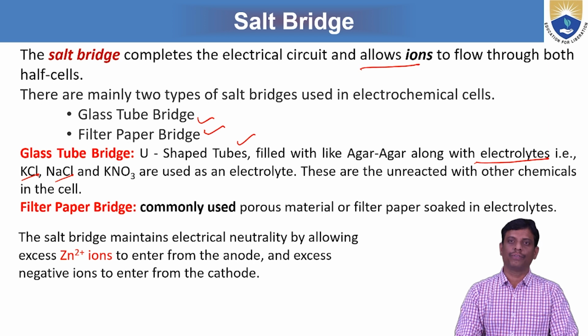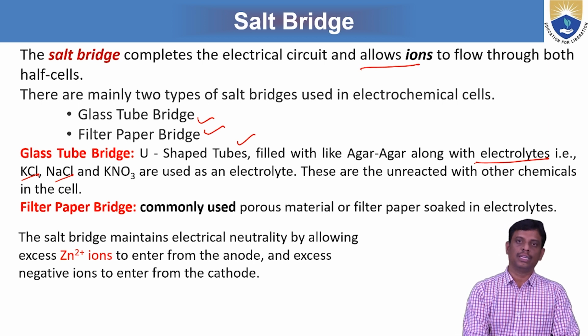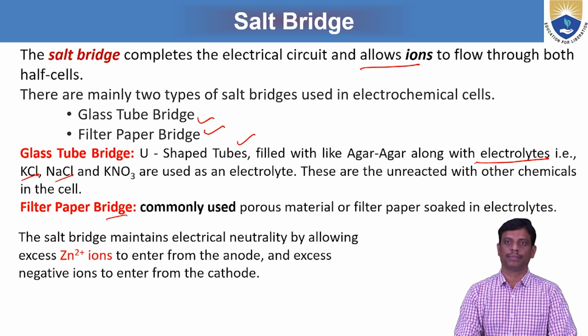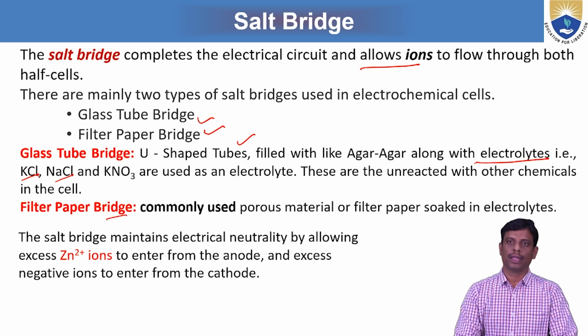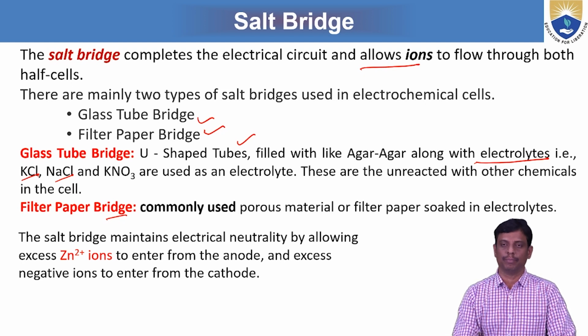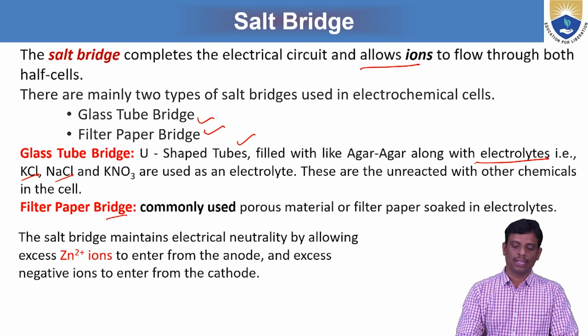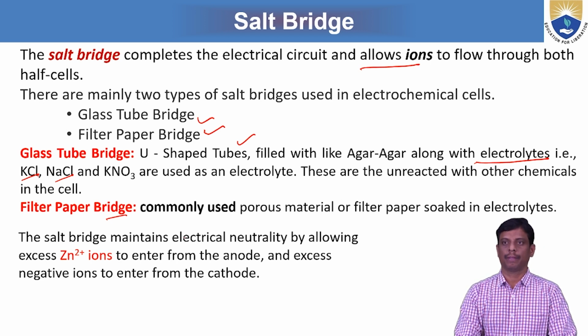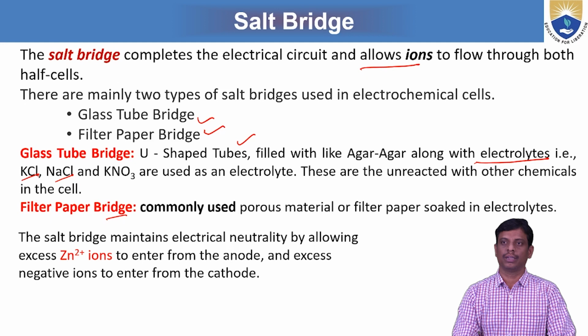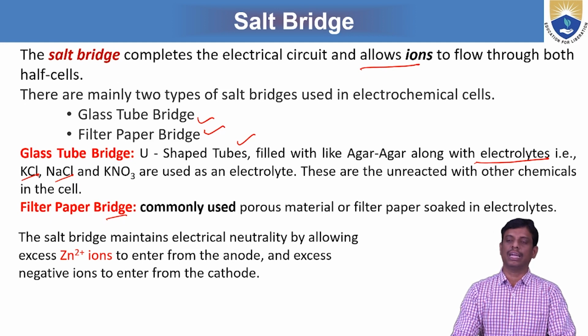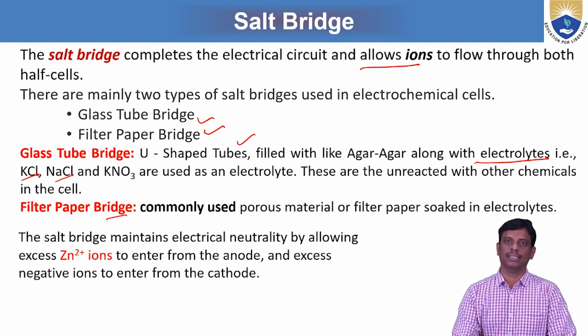One more type of salt bridge is the filter paper bridge. Commonly, we use porous material or filter paper soaked with electrolyte as a salt bridge. So the porous material, paper or filter paper, is soaked with electrolytes, and then we utilize it as a salt bridge in the voltaic cell.